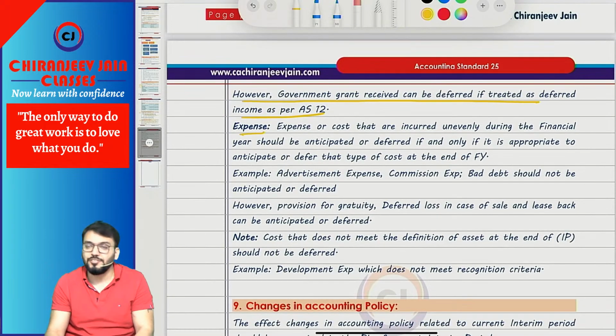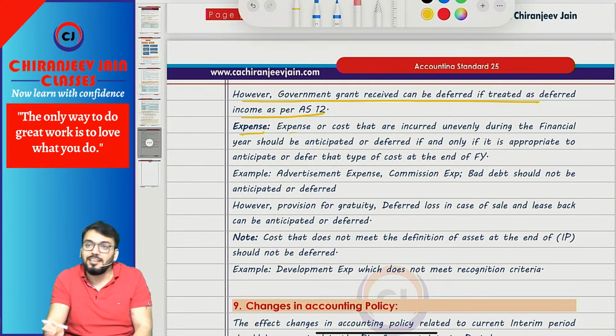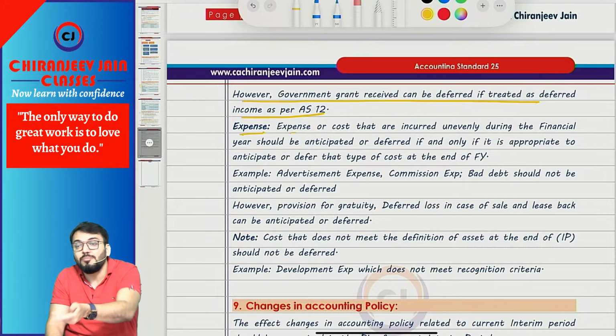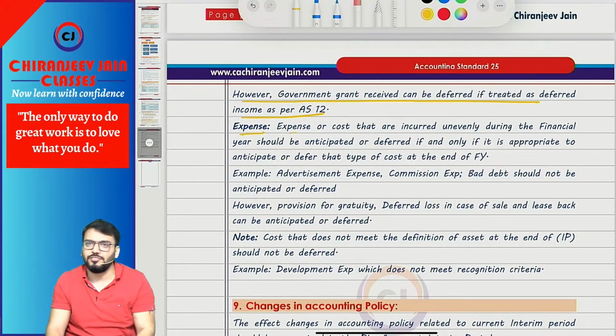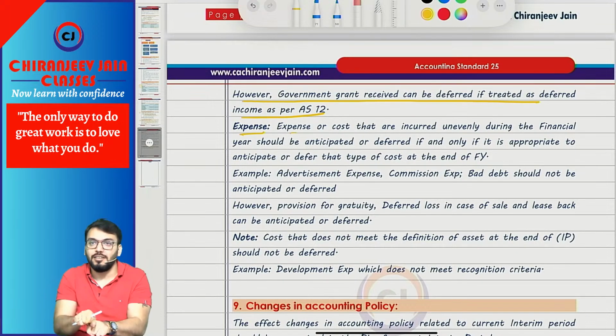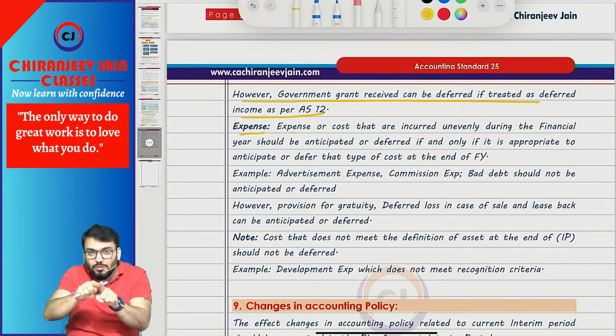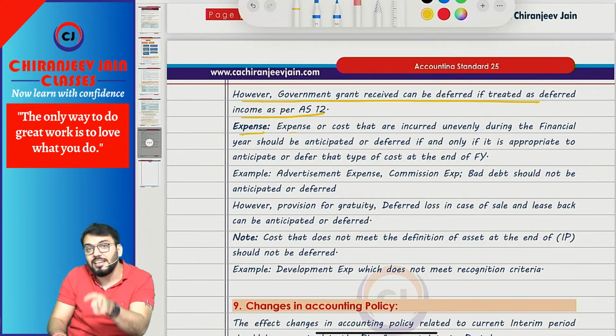Similar points they have given for expenses. Any expense or cost incurred unevenly during the financial year should be anticipated or deferred only if the anticipation or deferment can be done at the end of the financial year. It should not be anticipated or deferred if that cannot be done at year end. For example, can you defer any advertisement expense? No. Advertisement expense incurred for the entire year in the second quarter cannot be recognized proportionately, because there cannot be any anticipation or deferment of such expense. It will be recognized in the quarter in which it is incurred.